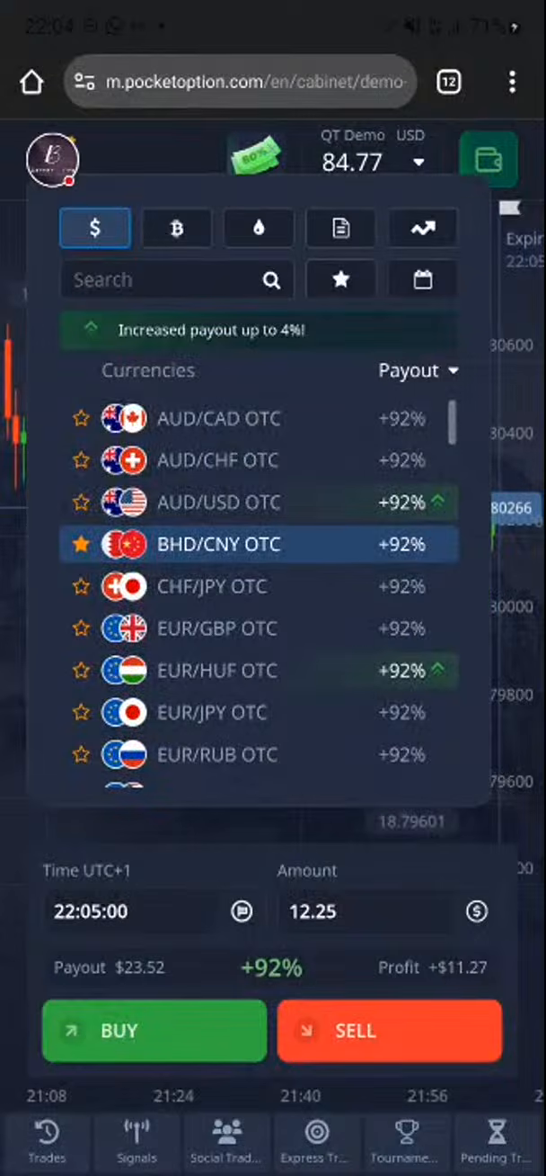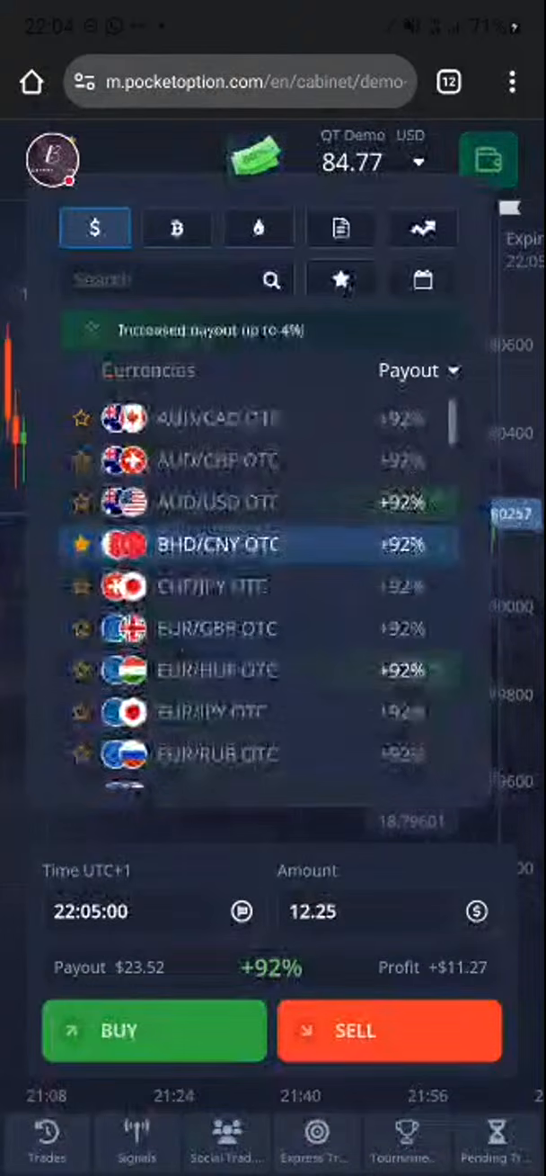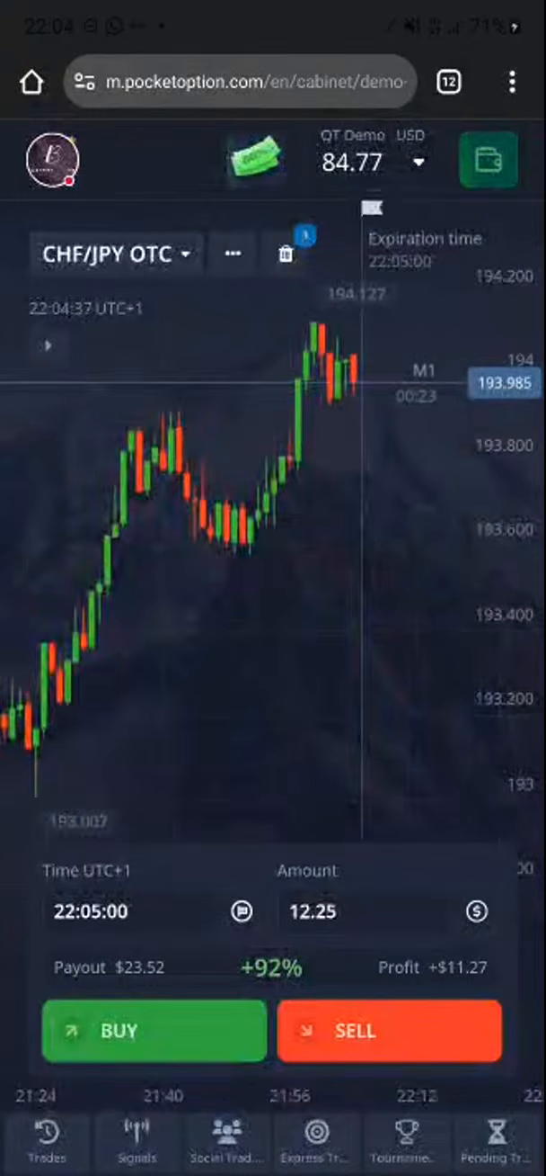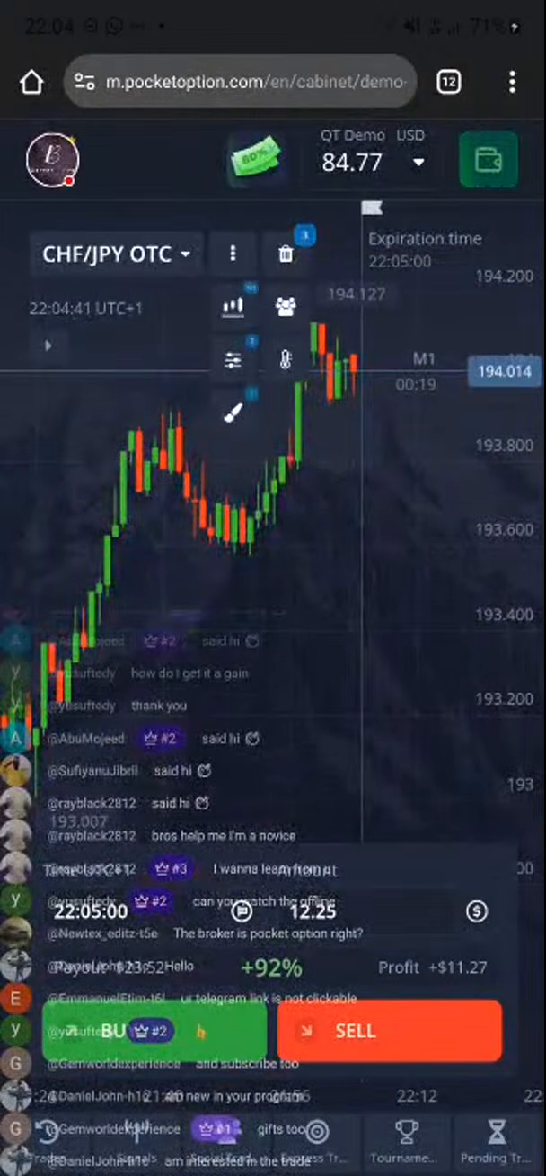Yes, indeed, this market is unstable. This particular market, this BH, is unstable. Though normally, it's very hard to detect a market that is unstable.